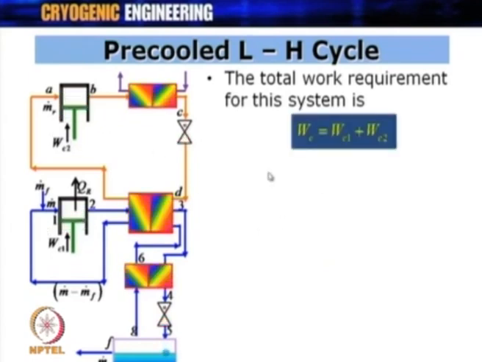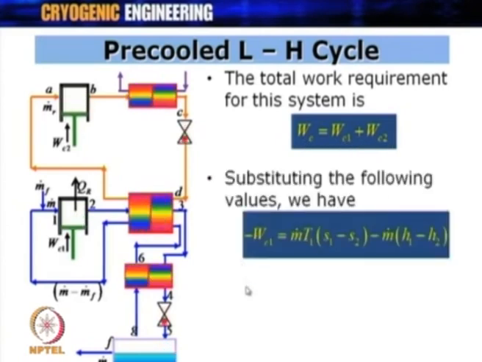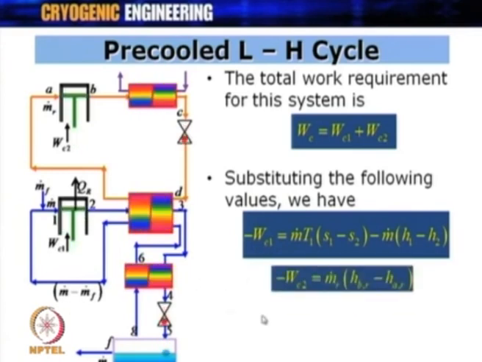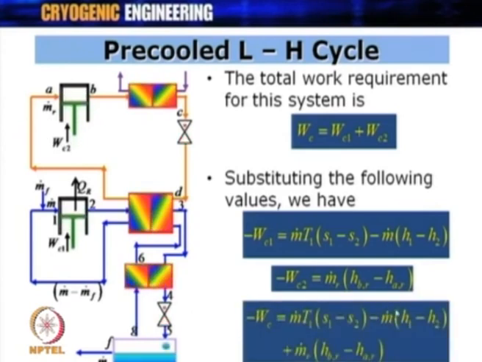So, the total work done is Wc is equal to Wc1 plus Wc2. If we add these values of minus Wc1, the work done for this compressor, plus minus Wc2, which is the work done on the refrigeration compressor, if we put them together, we get this expression.